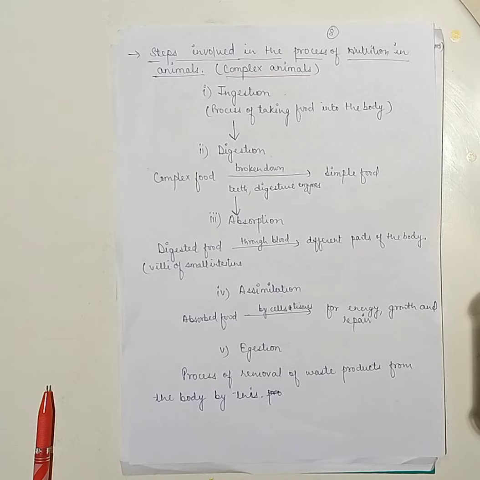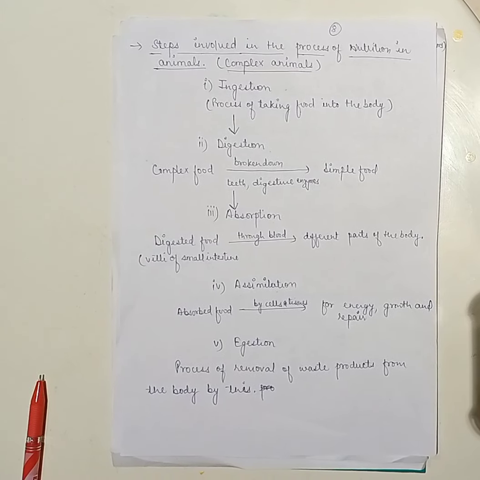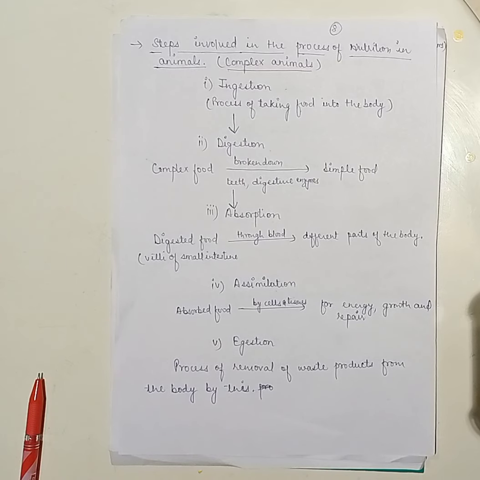The second step is digestion. Digestion means the complete breakdown of food into simpler units by different enzymes, and it is ready for absorption. And absorption, the third step of nutrition, in case of the complex organism takes place in the small intestine where the villi are present, which absorb the food material, right? And with the help of blood, these important substances circulate to different parts of the body.